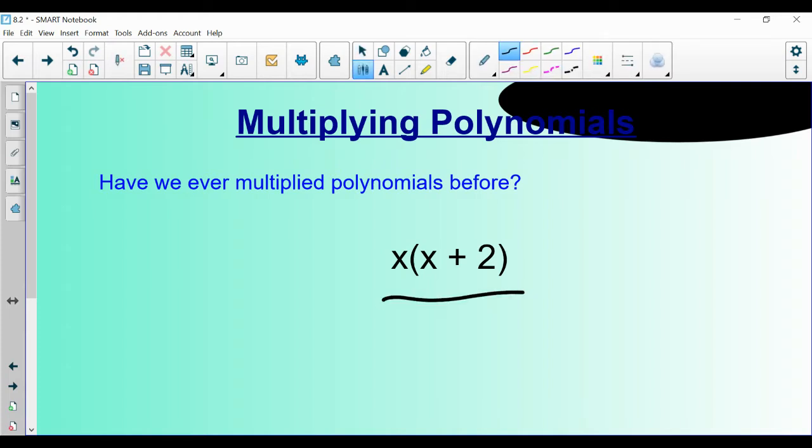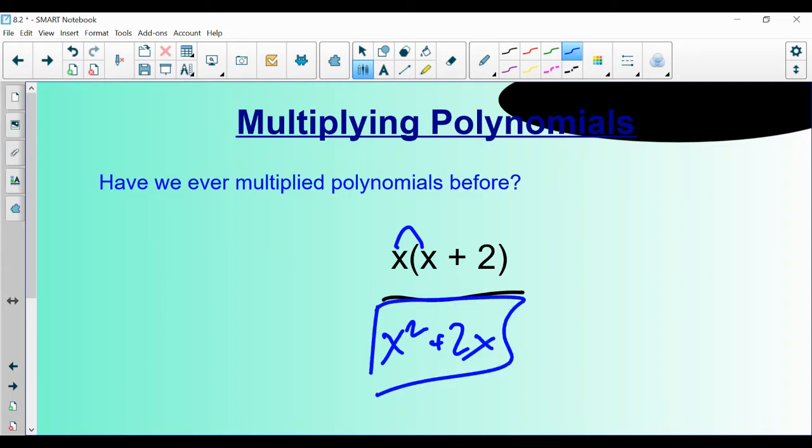If you took x times x plus 2, you guys should be screaming right now, you would use the distributive property to multiply these things. And the distributive property is an example of multiplying polynomials. To multiply these things, of course, we would do x times x, which you guys know is x squared, and x times 2, which you guys know is 2x, and that would be our answer.